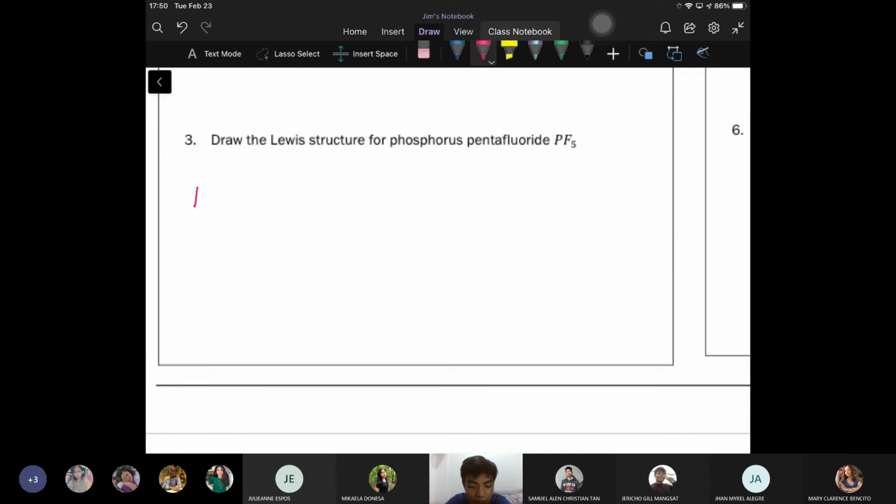So, let's do the ASU rule. Let's do the ASU rule. Available: phosphorus that is in group 5, fluorine that is in group 7 times 5. 7, 14, 21, 28, 35, plus 5, 40. Okay, so 40 electrons. How about the shared?